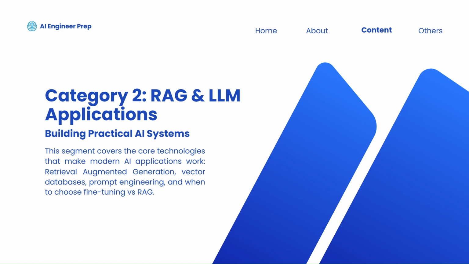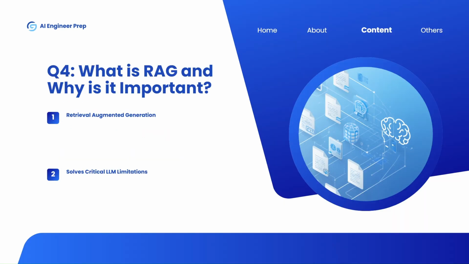Category 2, RAG and LLM applications, building practical AI systems. This segment covers the core technologies that make modern AI applications work: retrieval augmented generation, vector databases, prompt engineering, and when to choose fine-tuning versus RAG. What is RAG and why is it important?